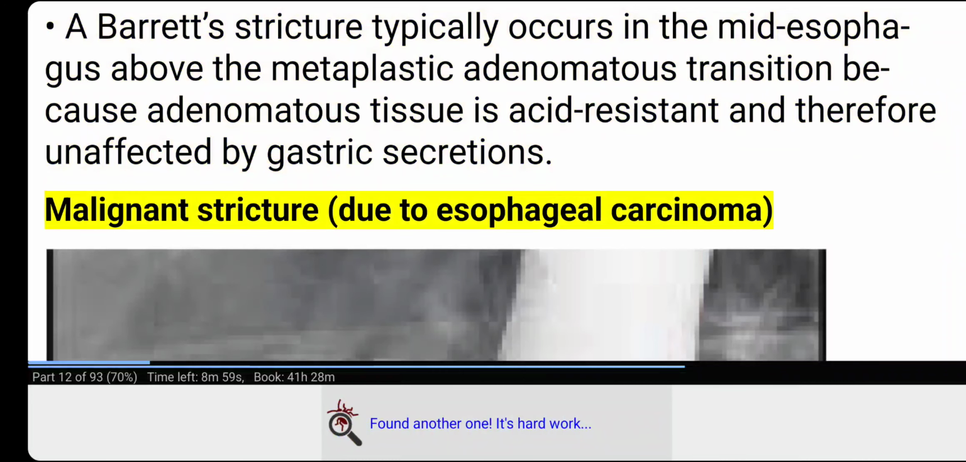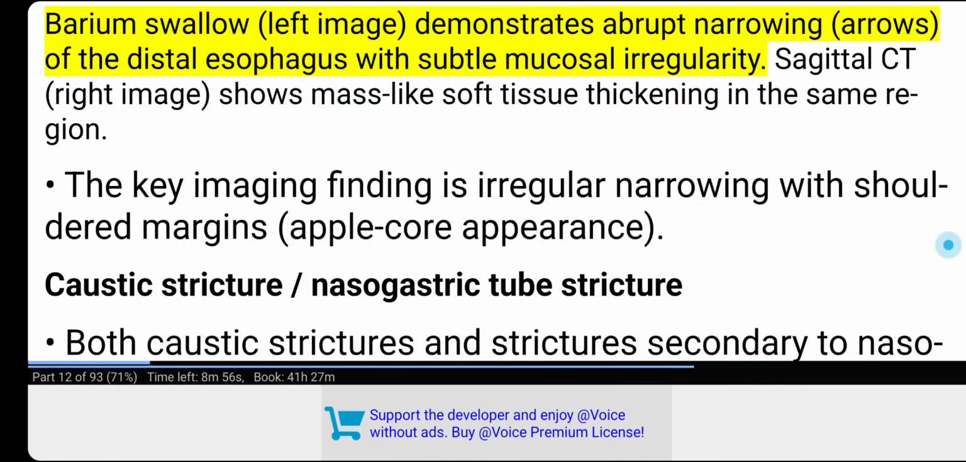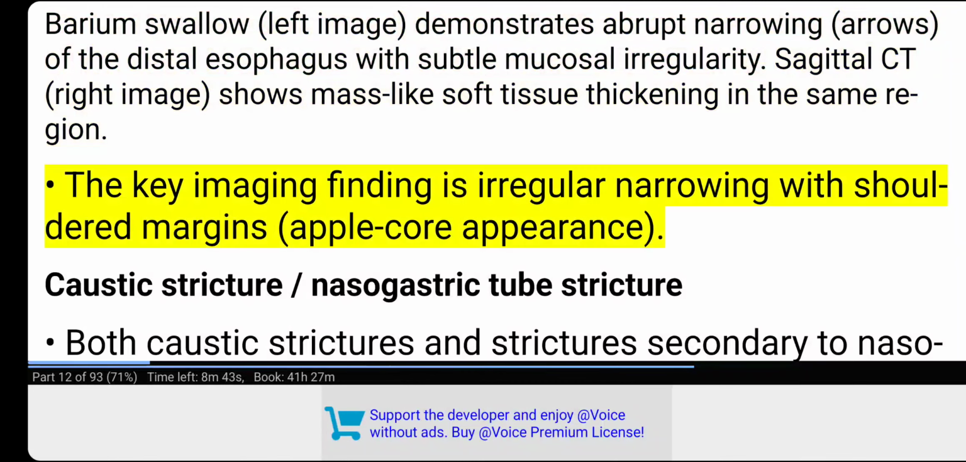Malignant stricture, due to esophageal carcinoma. Barium swallow, left image, demonstrates abrupt narrowing, arrows, of the distal esophagus with subtle mucosal irregularity. Sagittal CT, right image, shows mass-like soft tissue thickening in the same region. The key imaging finding is irregular narrowing with shouldered margins, apple core appearance.